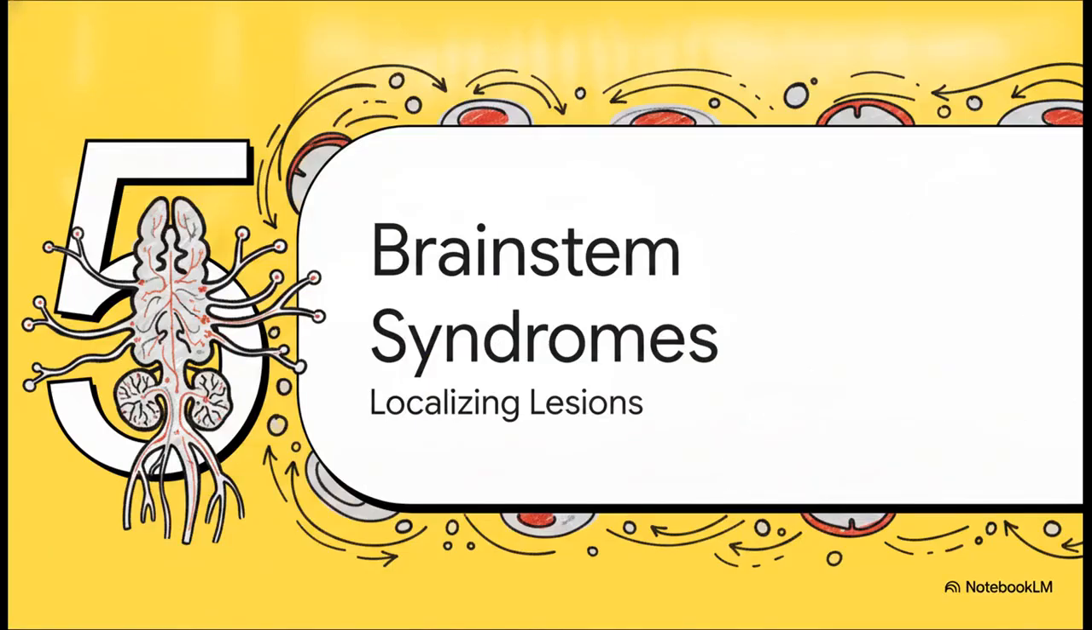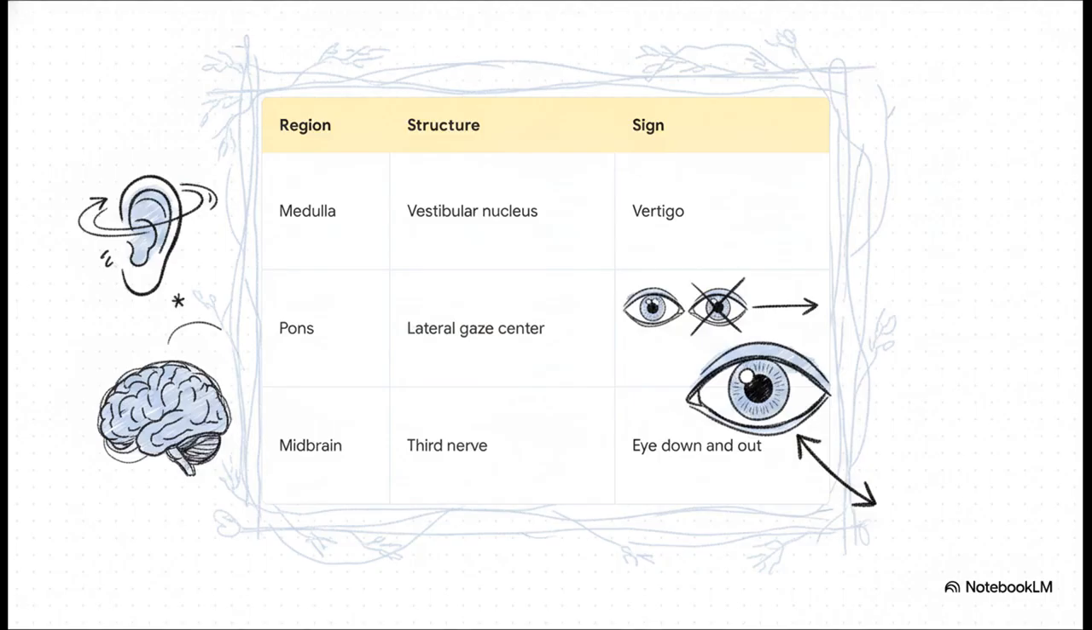This takes us directly into Section 5, brainstem stroke syndromes. Because the brainstem packs so many critical nerves into such a tiny space, ischemic damage produces very specific syndromes. This table does a great job of chunking the geography for us.